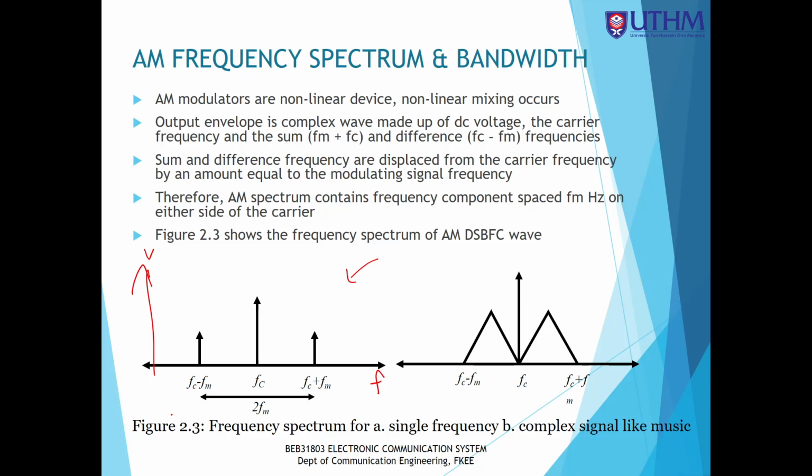And this is about the frequency spectrum and the bandwidth. So we want to calculate the bandwidth for the AM spectrum. In order to calculate the bandwidth, you need to understand and draw the frequency spectrum so that you can see how much the bandwidth is. The bandwidth is calculated by subtracting the lowest frequency from the highest frequency. So it is equal to 2 FM.